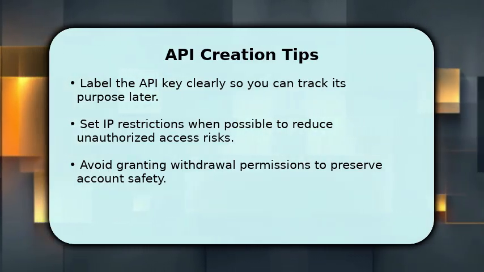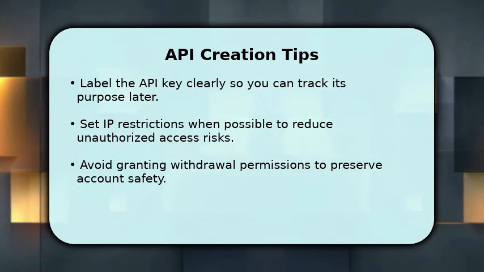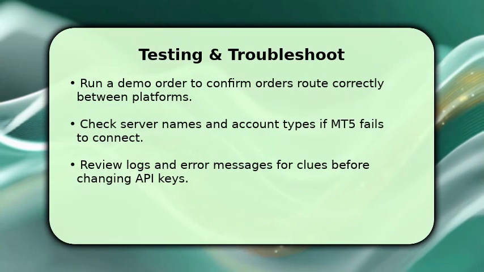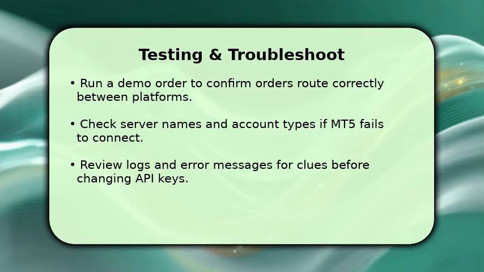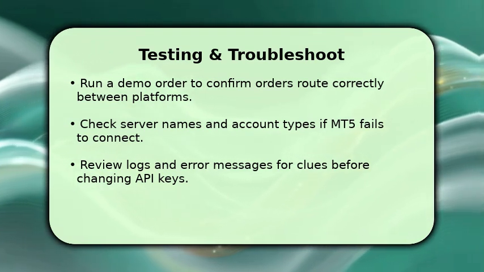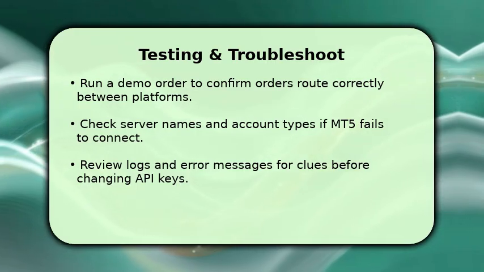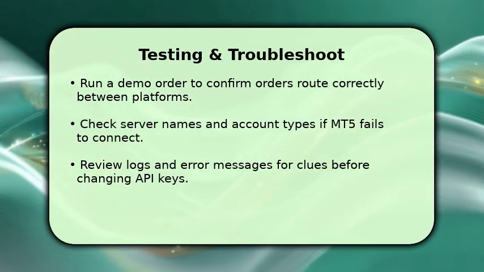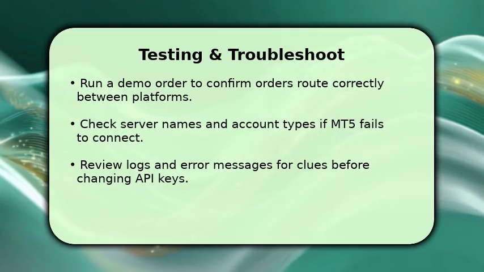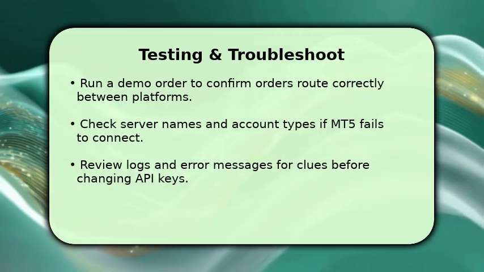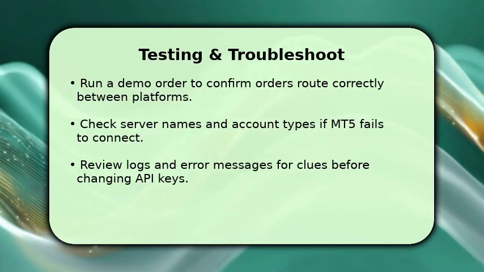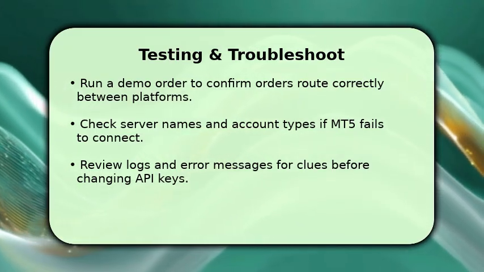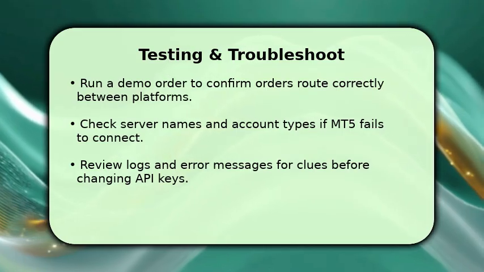Validate the connection on Mt5 by checking account balance and trade history. After pasting API credentials into Mt5, perform a demo trade to verify everything routes correctly and that positions appear on both platforms. If you see connection issues, confirm the broker bridge uses the correct server name and account type and recheck your API permissions. Consult Mt5 logs for specific error codes and retry after fixing any mismatches.